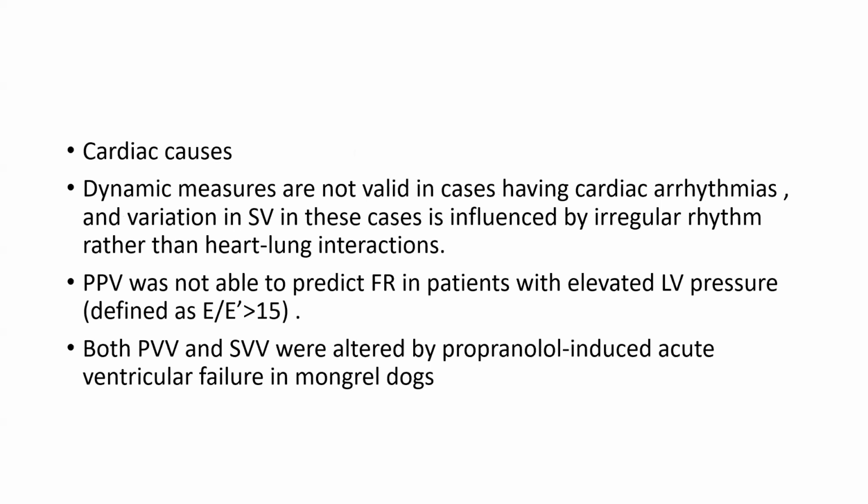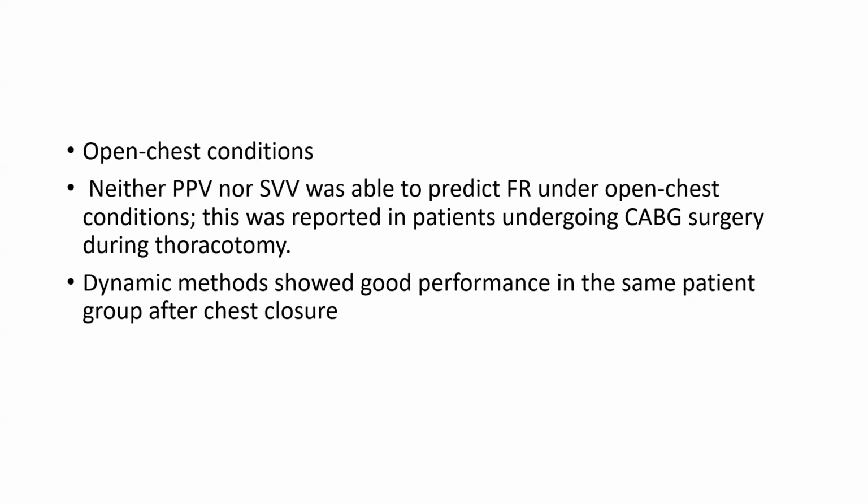Now about cardiac causes. Dynamic measures are not valid in cases with cardiac arrhythmia, and variation in the stroke volume in this case is influenced by the irregular rhythm rather than heart-lung interaction. Pulse pressure variation was not able to predict fluid response in patients with elevated LV pressure, defined as E by E prime more than 50. Both pulse pressure variation and stroke volume variation were altered by propranolol-induced acute ventricular failure in mongrel dogs.